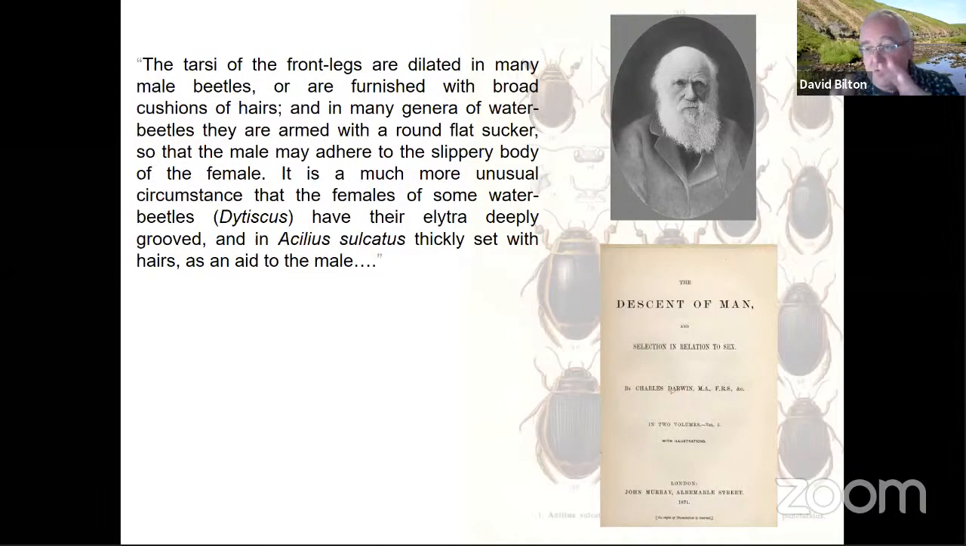"It is a much more unusual circumstance," he goes on to say, "that the females of some water beetles" (in brackets he gives one of the genera) "have their elytra deeply grooved, and in Acilius sulcatus," which is the one we had the photo of a few minutes ago, "thickly set with hairs," and he says that they're there as an aid to the male. So again, from Bergsten and Miller's paper, let's look at these structures.